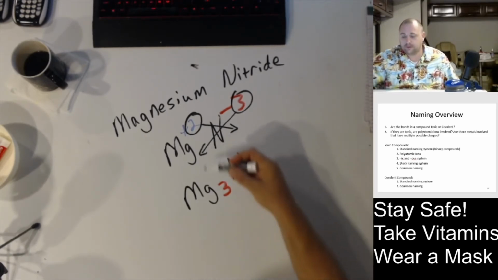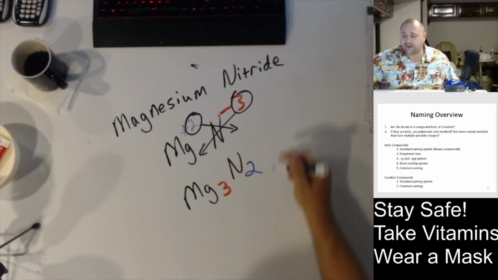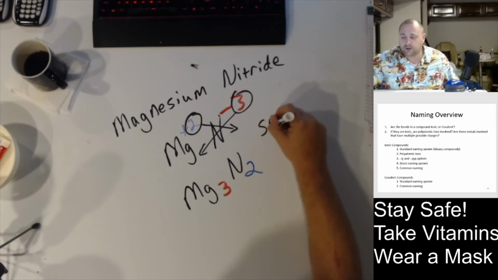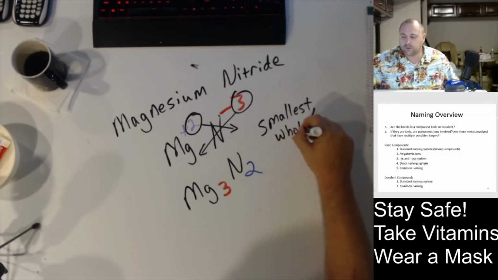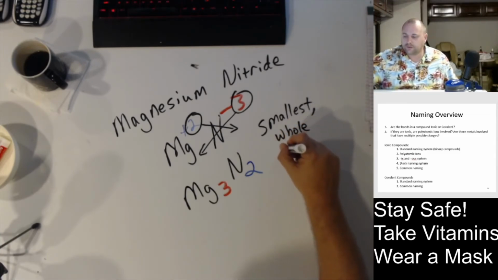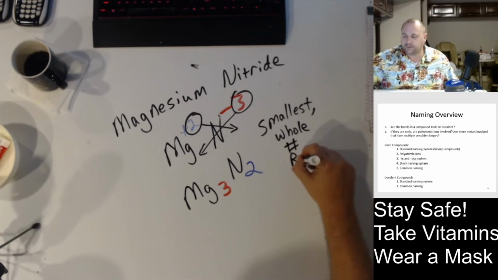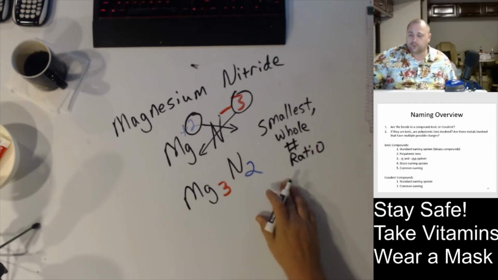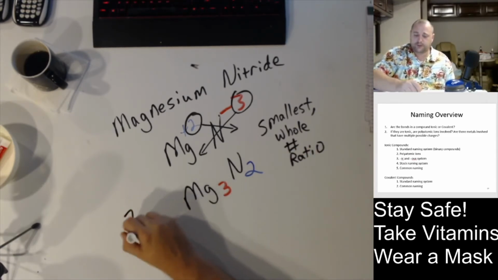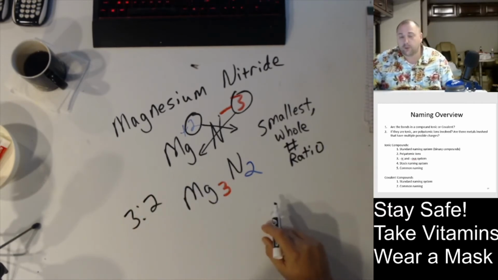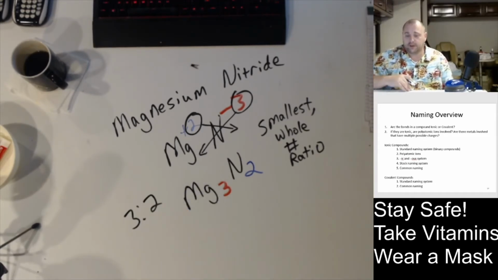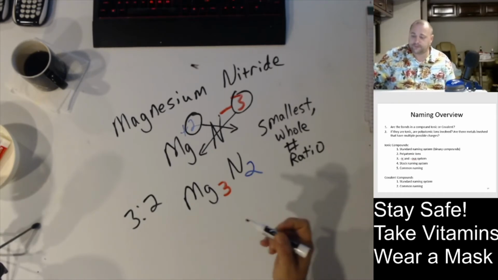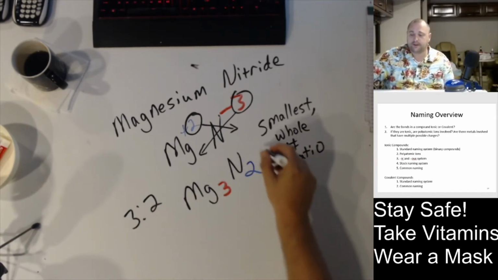I've got this formula, and then the last step is I'm looking for the smallest whole number ratio. Anything with ionic, we want the smallest whole number ratio. So we got to check our ratio. Our ratio is 3:2. Is there any way to reduce that by dividing them both by the same thing and still get whole numbers? Nope, that would be 2 and 1/2. So nope, can't do that. So we're going to keep that. This is my answer.